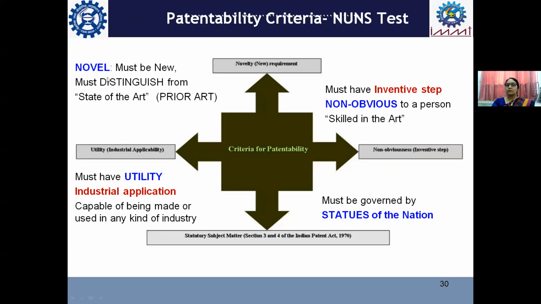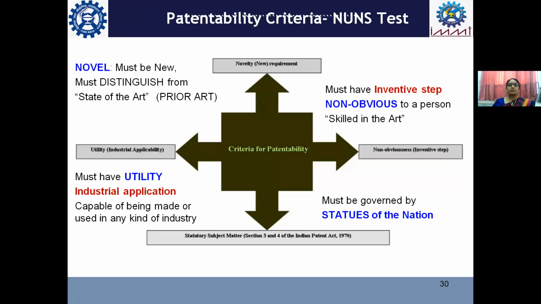The first criteria is novelty. Whatever you invent, that must be new from the existing prior art. That is the first criteria. Second one is utility. It must have some or other use in any kind of industry. And then comes the inventive step. In some countries, this criteria is called inventive step. In some other countries, they also call it non-obviousness. Both are same. So whatever invention you propose, it must have an inventive step, and it should not be obvious to a person skilled in the art.